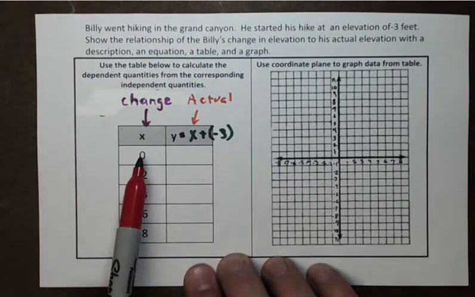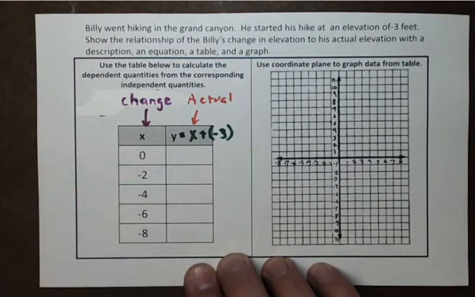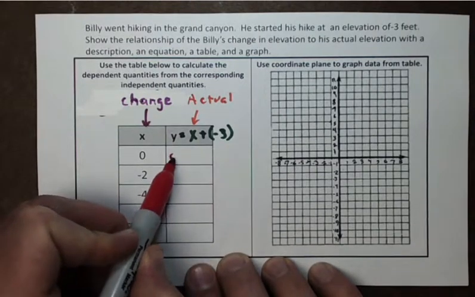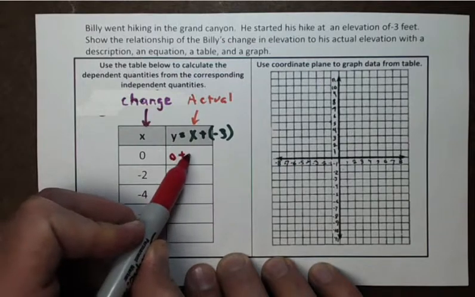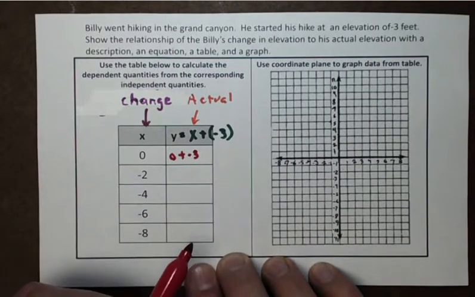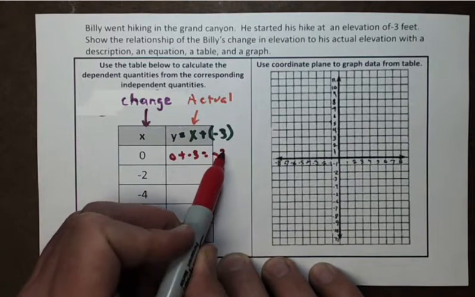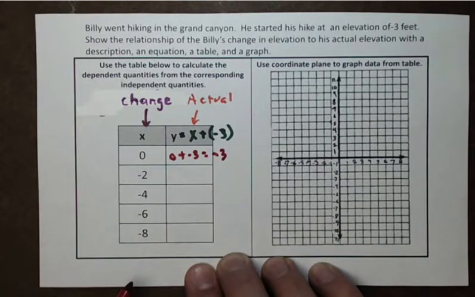So let's say the change was 0. What's the actual elevation? So what we do is we say, I'm going to substitute 0 for x. I'm going to add my negative 3. 0 plus a negative 3 equals negative 3. So my actual elevation is negative 3.